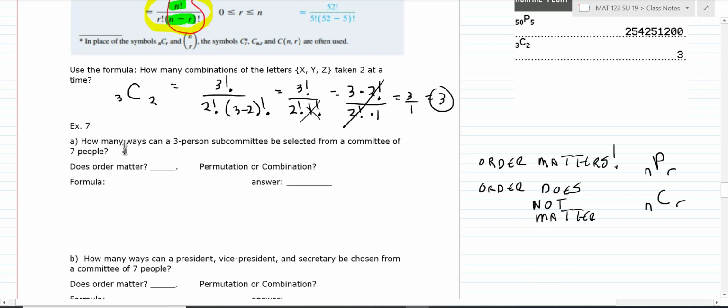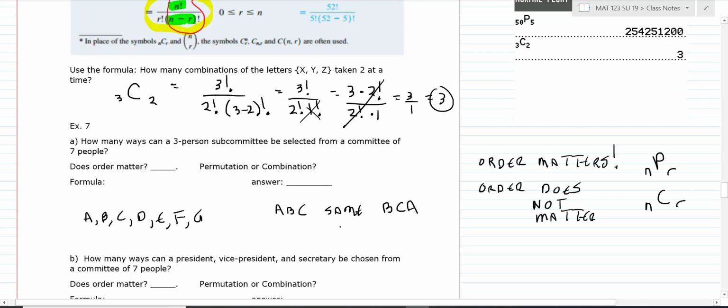Okay, example 7 says: how many ways can a 3-person subcommittee be selected from a committee of 7 people? So we have to ask the question, does order matter? Let's just say our 7 people, we'll give them letters: A, B, C, D, E, F, G, the first 7 letters of the alphabet. Now what we're doing is just randomly picking 3 people and putting them in a committee. So the question we have to ask is: is ABC the same as BCA?